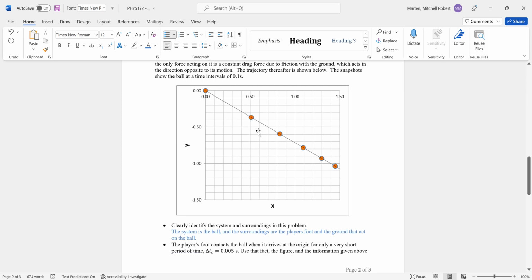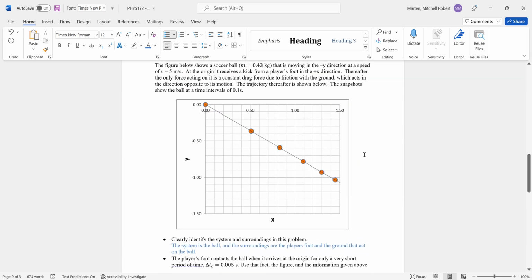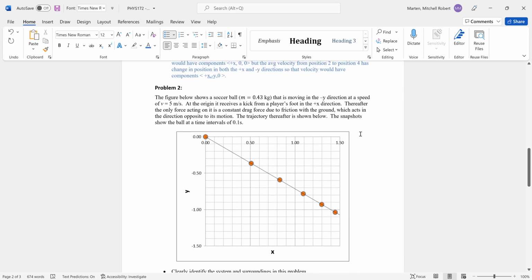So I guess we'll say in the negative x direction it was negative 172. And then in the y direction, I mean, we can just do it real fast. It would be 5 meters per second. Yeah, hold on. I can work this out.